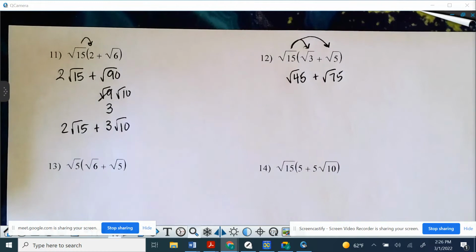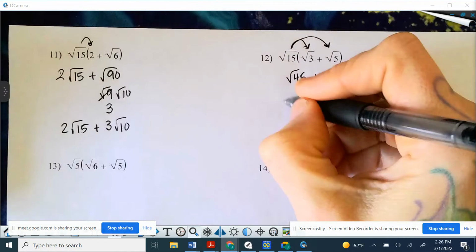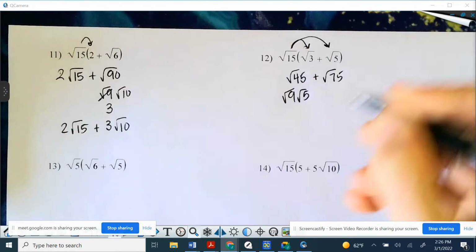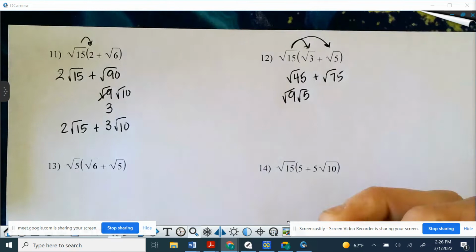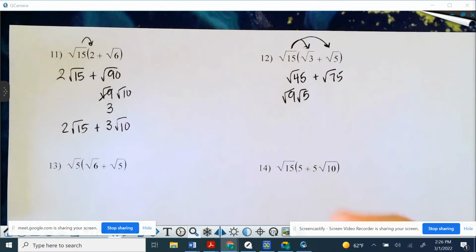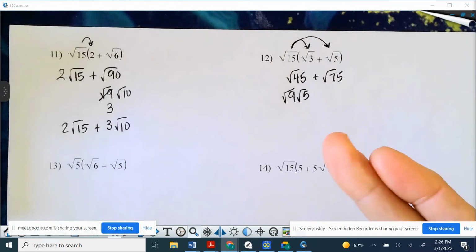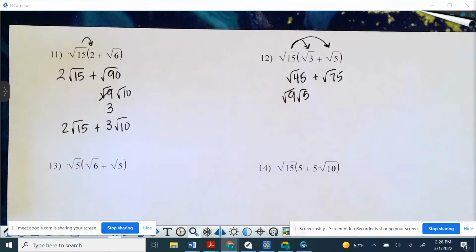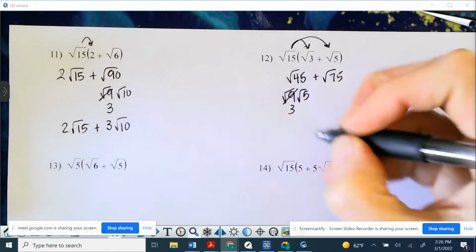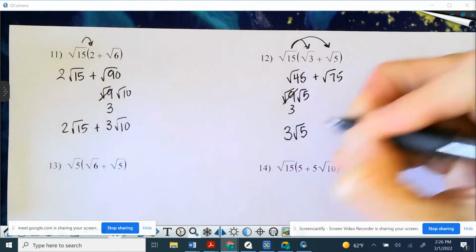So 45, if we divide it by 9, we get 5. So square root of 9, square root of 5, because 9 is another one of those perfect roots. So just try, like, 2 times 2 is 4. 45 isn't divisible by 4. 3 times 3 is 9. It is divisible by 9, so we know we get a whole number 3 here. So that means we have 3 square roots of 5.